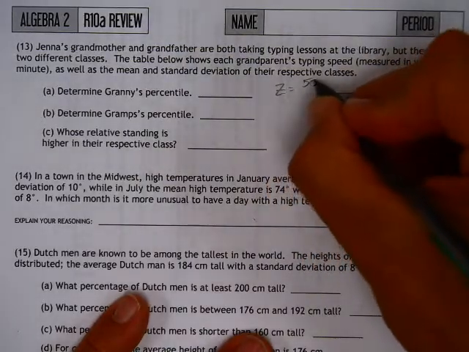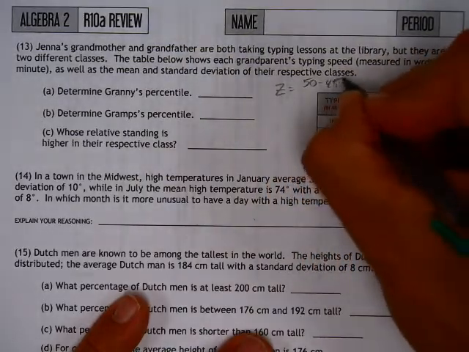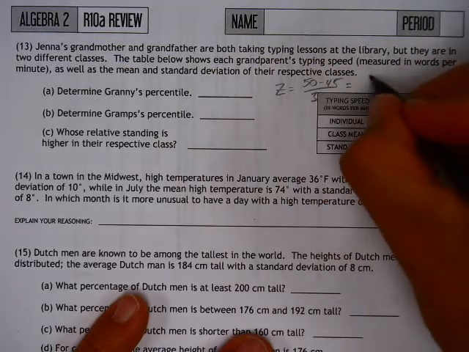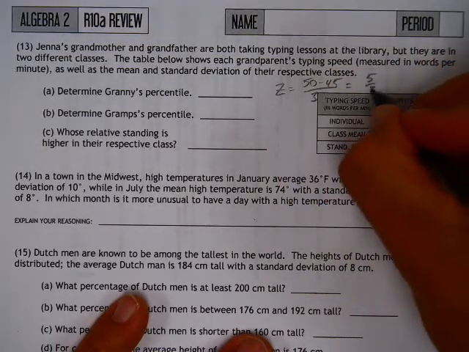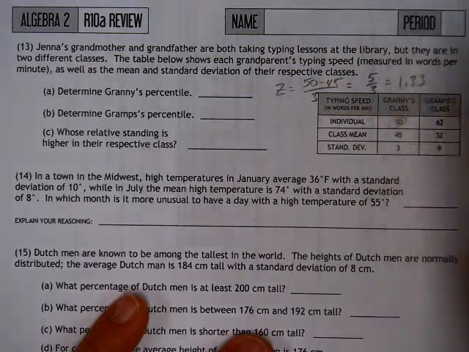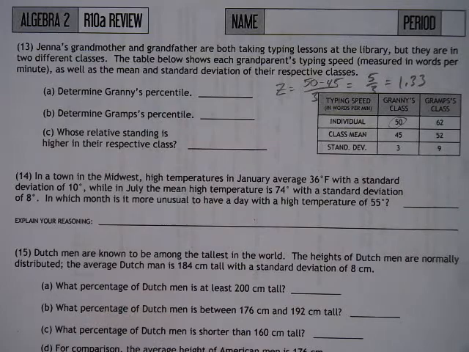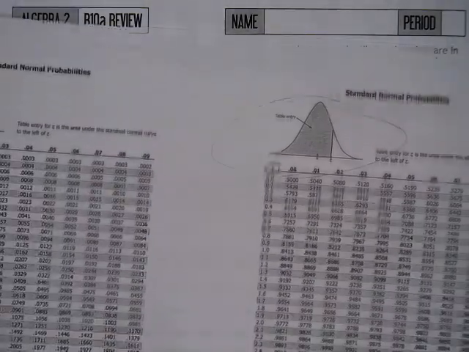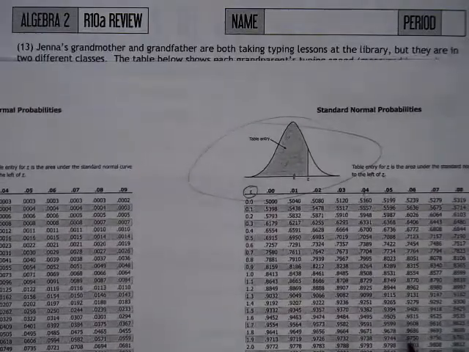Okay, so that's a 50 minus 45 over 3. Well, the 50 minus 45, that's 5. It's a positive 5. Divided by 3, that's a 1.33, and that goes on and on, 3, 3, 3. That's the z-score. Whereas for percentile, remember percentile is something you'll find in this table.